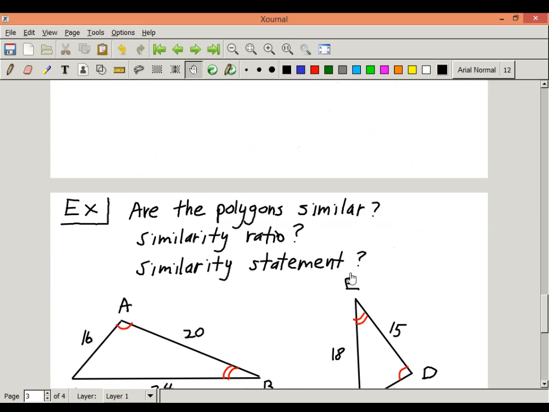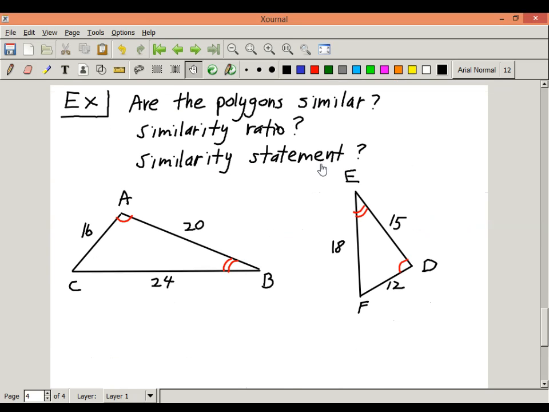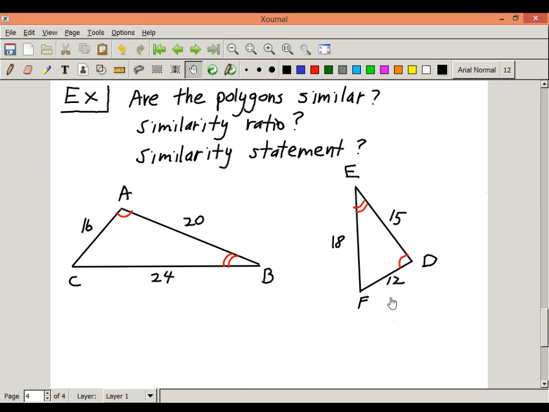Okay, we're going to conclude this lesson with one example. So here you see two triangles, and we got three questions regarding these two triangles. Triangle ABC and triangle DEF. And the first question is, are they similar? Remember, to say that they're similar, you've got to look at the angles and the sides.